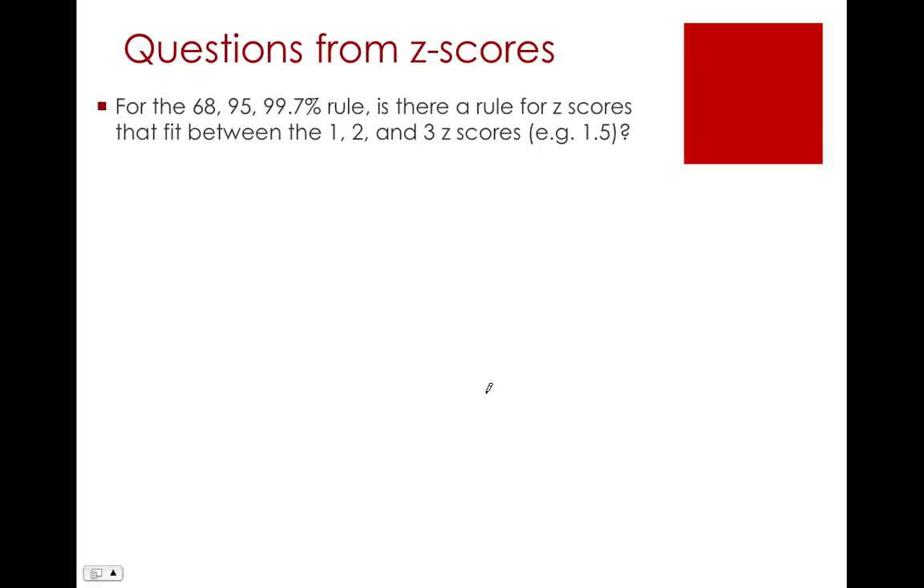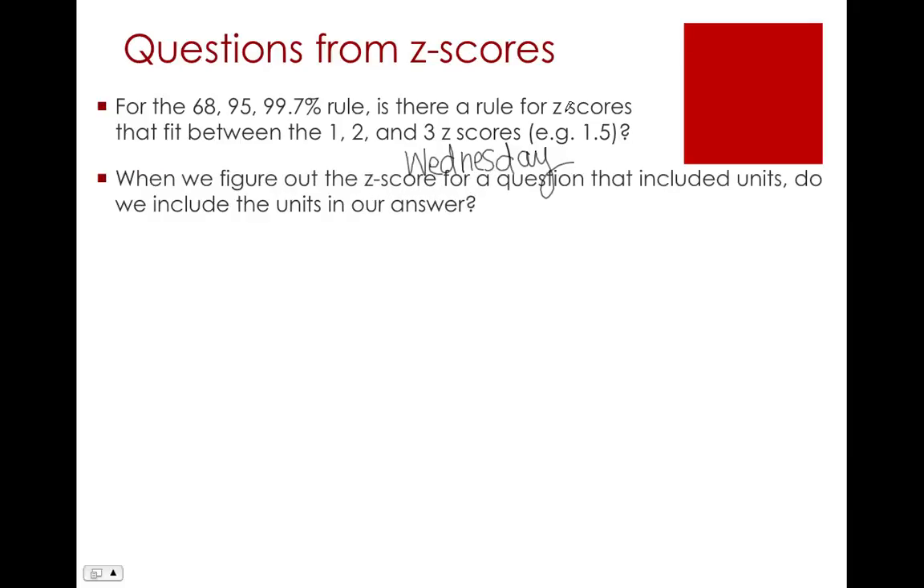For 68, 95, 99.7, is there a rule for z-scores that fit between 1, 2, and 3? For example, if my z-score is 1.5, if I'm 1.5 standard deviations above the mean, how can I find percentages associated with that? This is a great question. My answer to that is Wednesday. Wednesday, we're going to learn how to do that. So just keep that in mind. It's really interesting. It's kind of a fun type of problem to solve, and we're going to learn how to do that on Wednesday.